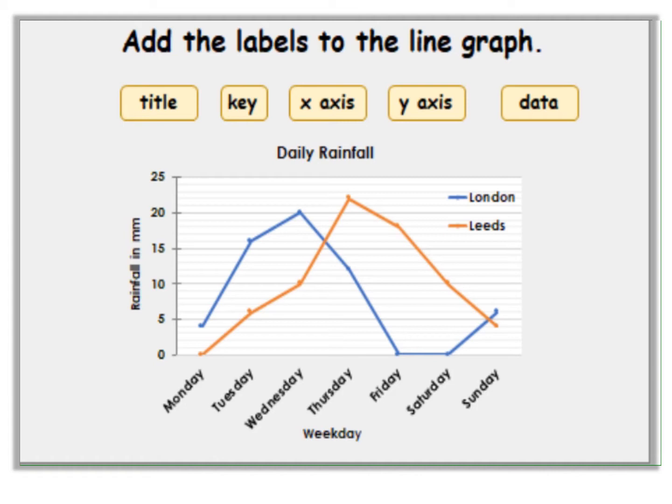So the labels are the key things that we need to remember when we have a line graph. So let's look at labelling those now. We've got title, key, x-axis, y-axis, and data. So we know that the title is at the top, and that tells us what the graph is about.